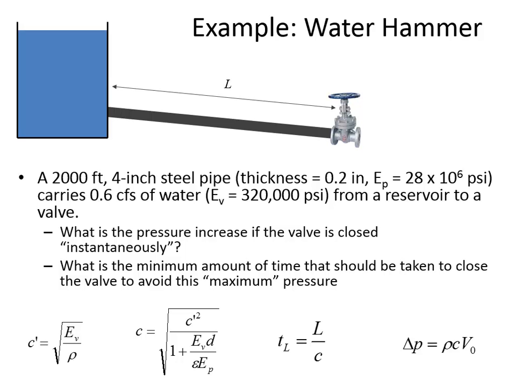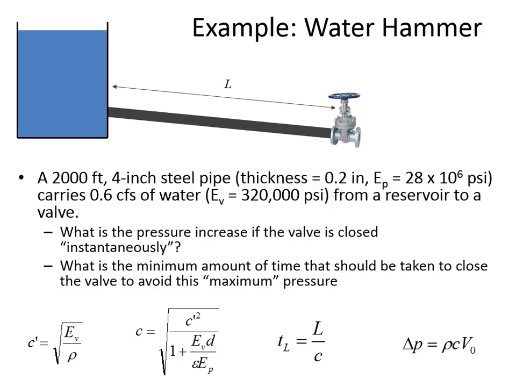So think about how quickly you can close a valve. Some valves close slowly, like a gate valve slowly going down into the flow, and it probably wouldn't close all the way from open to close in under a second. But a ball valve could, potentially. So this tells you how you could avoid that maximum pressure.